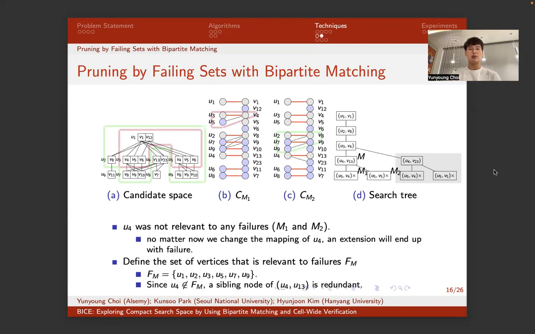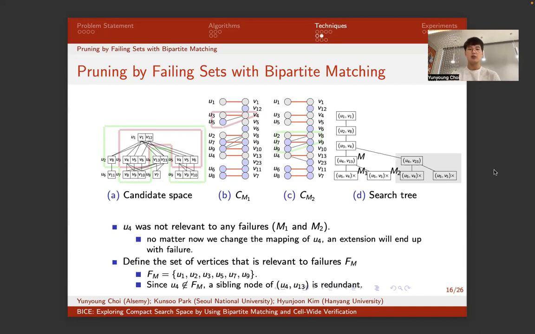The red area and green area are the reasons behind the failure to satisfy the maximum bipartite matching condition for M1 and M2 respectively. We observed that U4 was not associated with any failures, as it is absent in both green and red areas. This implies that changing the mapping of U4 will ultimately result in failure during extension, and modifying the mapping of U4 is unnecessary.